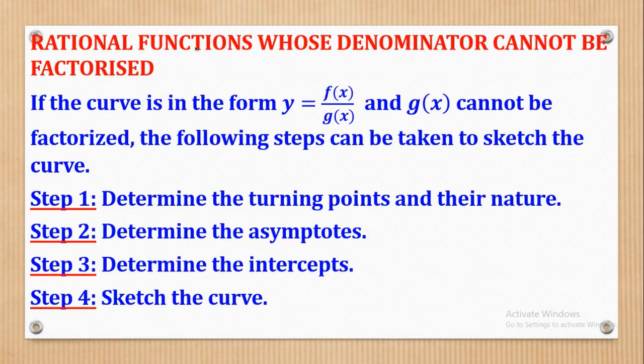Now we shall go to rational functions whose denominator cannot be factorized. If the curve is in this form and g(x) cannot be factorized, the following steps are taken. 1. Determine the turning points and their nature. 2. Determine the asymptotes. 3. Determine the intercepts and sketch the curve. In this case, we don't need the critical values and we don't need the region where the curve lies.